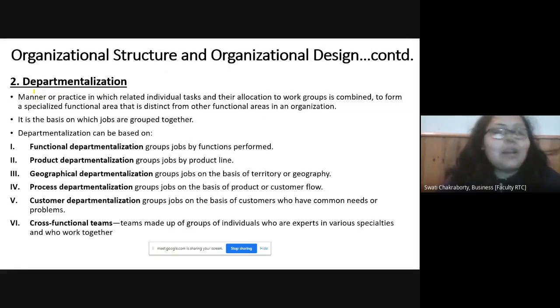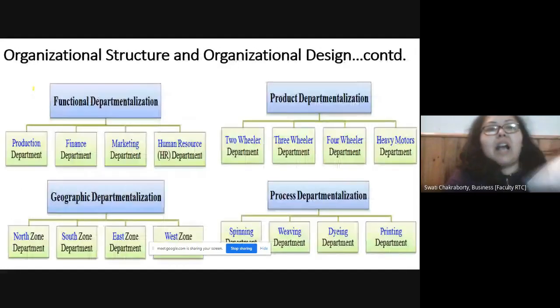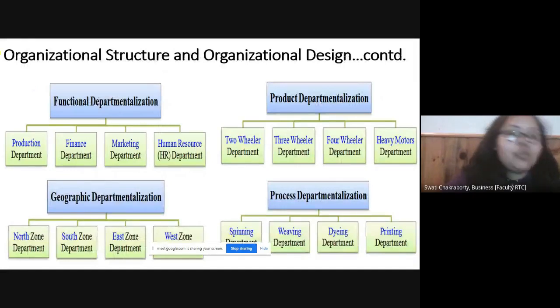Okay, next comes departmentalization. When we are talking of departmentalization, what do we actually see? Let's actually see this. There are different types of departments based on the functions, based on the skills. Now, the first type that we have is a functional department. A functional department is where the work is divided based on the nature of the functions performed. When we talk of product departmentalization, it is talking of categorizing the work based on the type of products that is manufactured.